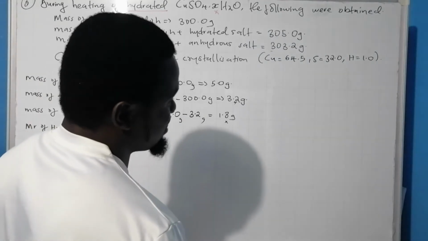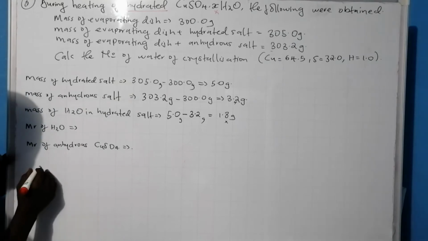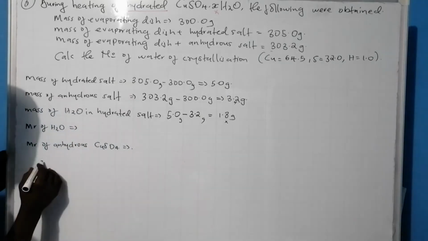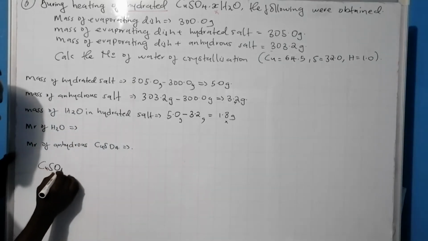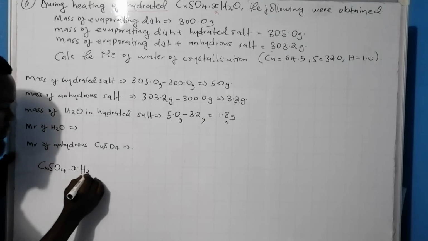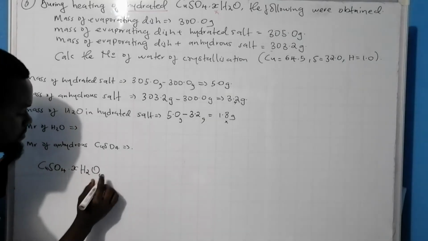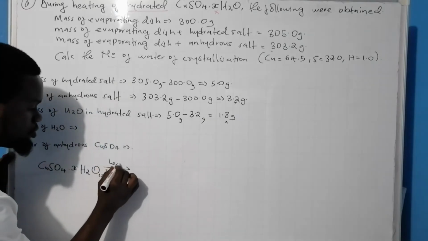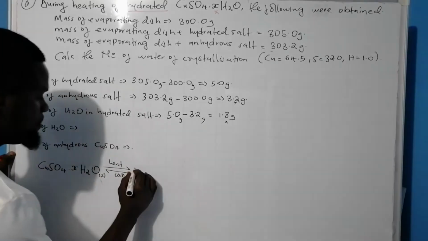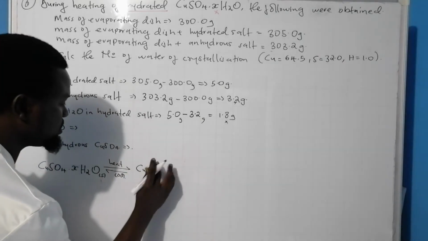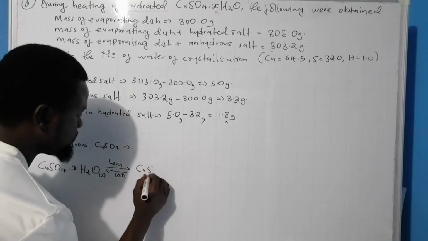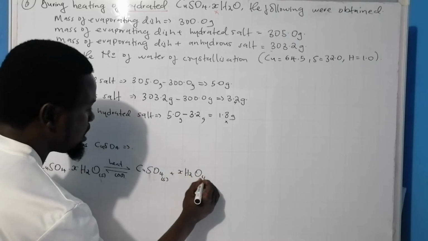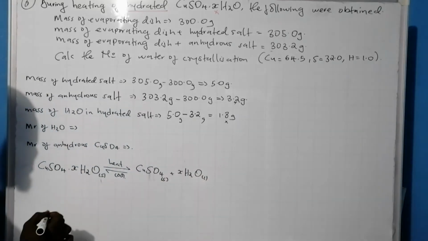I can even try to write the equation for the reaction. This is what might have happened when copper 2 sulfate is heated. When hydrated copper 2 sulfate is heated, I don't know the number of water molecules. It is normally a reversible reaction. So when you heat and when you cool it, it will form anhydrous copper 2 sulfate. And the number of water molecules are lost. So this is what we want to calculate.